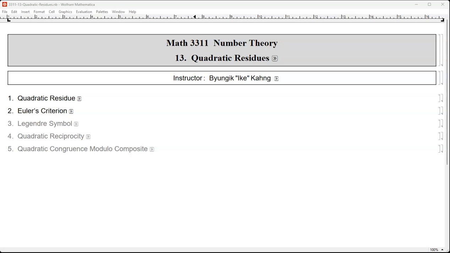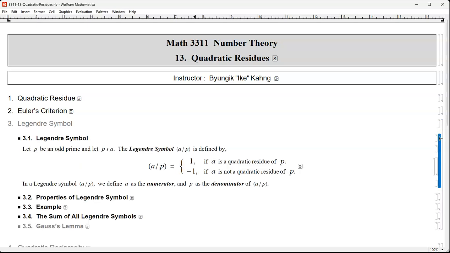Hello students, welcome back. Originally I planned section 3 as next week's topic, but I have plenty of time left, so let's talk about it a little bit.